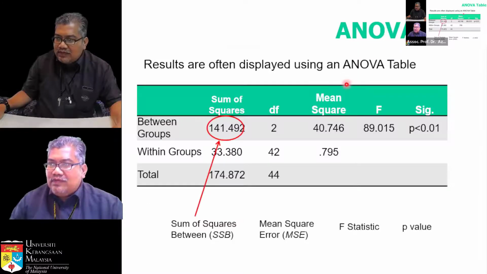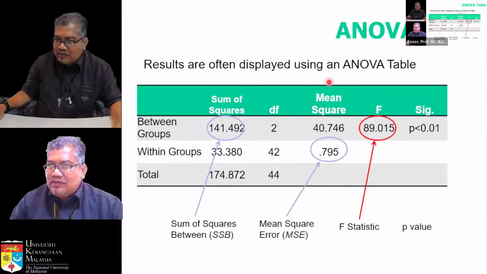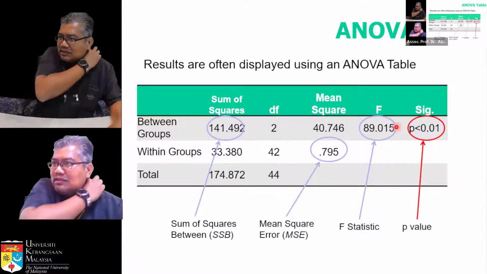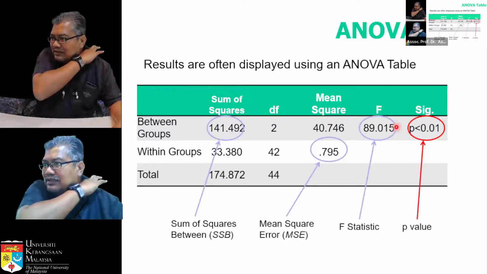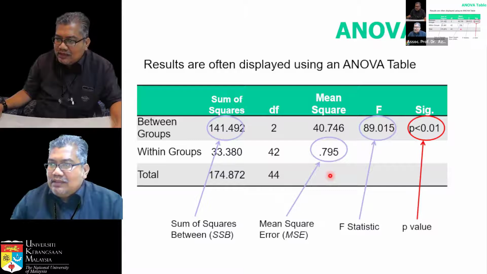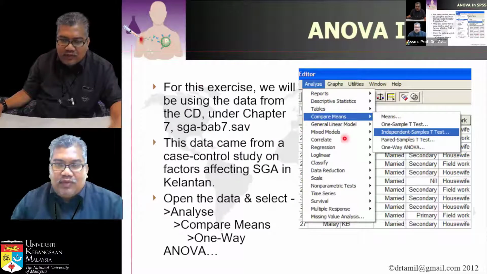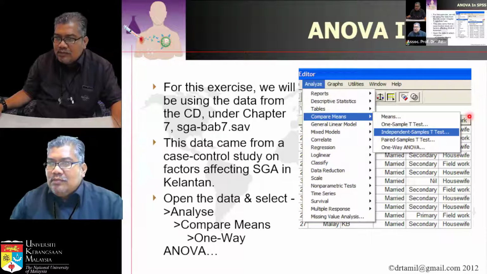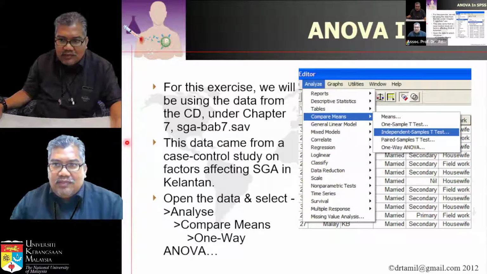I'm going to demonstrate ANOVA on the SPSS as the last one. After that, we have to shift to the next topic. This is what we presented on the SPSS, so just take note. This is the sum of squares, this is the mean square error, this is the F statistic, and this is the p-value. This is the table that you get inside the SPSS. I'm going to run the analysis, showing you the baby's birth weight.